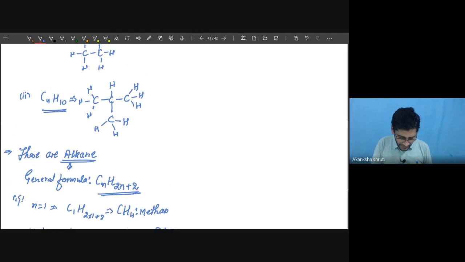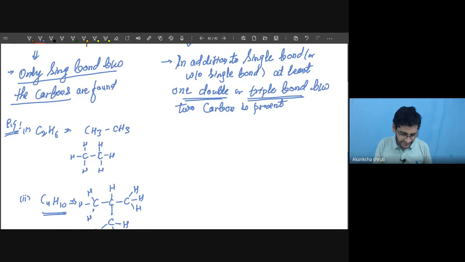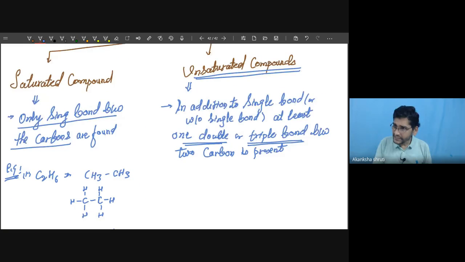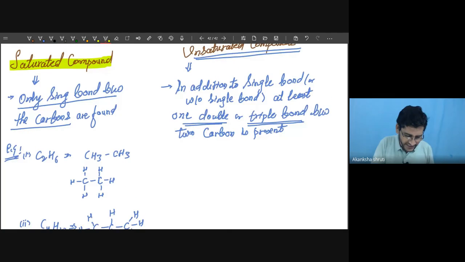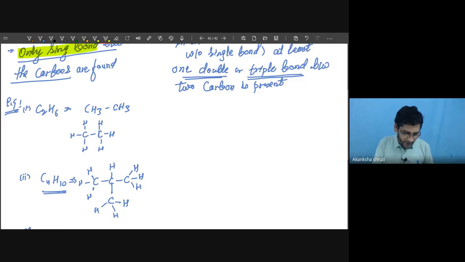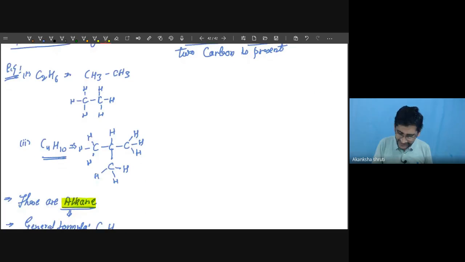So here we are observing a few things. Saturated, these things you have to keep in mind. I will not explain again and again which compounds fall in which category. A saturated compound or saturated hydrocarbon means a hydrocarbon which contains single bonds only. We are talking about the bonding between two carbons. All the carbons in that molecule contain only single bonds. Such a group of compounds is called alkane.